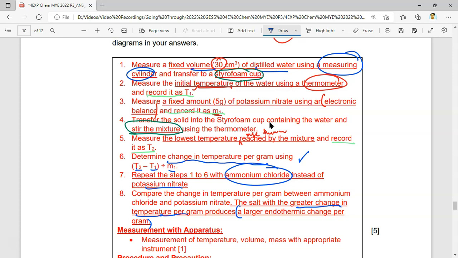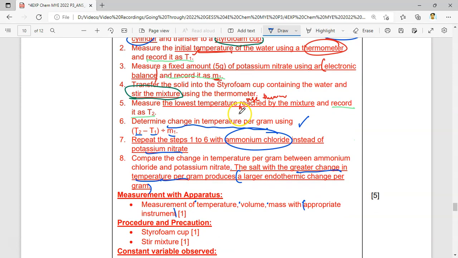Okay, so exactly what are we looking for? These are the steps I ran through with you to let you know the logic of the plan of the experiment. But how do we exactly go about marking? First thing, we're looking at your measurement, which must come with the apparatus. Do I have the sufficient measurements that I need? So temperature I need, volume I need, mass I need. And each of these measurements should come with the appropriate instrument that you need to use.